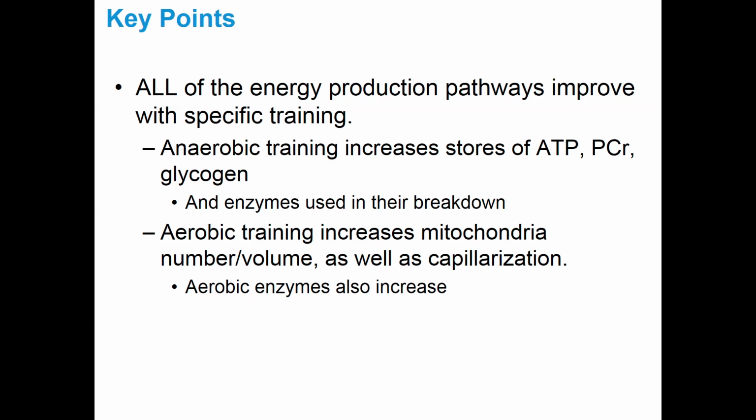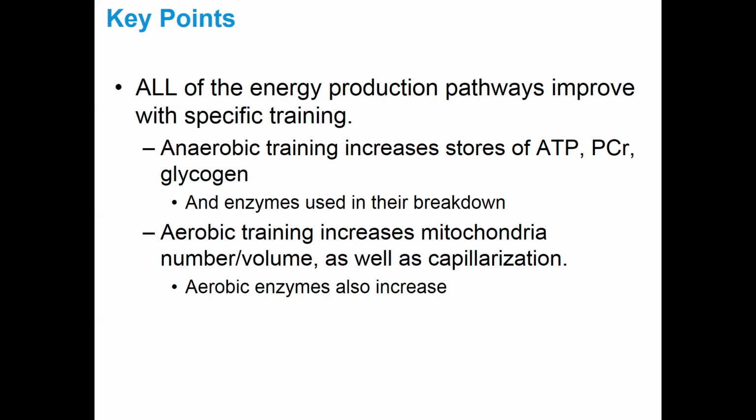Another thing to know is that all of the energy production pathways improve with specific training. So anaerobic training increases stores of ATP, phosphocreatine, and glycogen. Anaerobic training in this sense means lifting weights, or sprint training if you're a sprint type athlete like volleyball players. Over the course of the season, some of the adaptations in the muscles will be that you can store more glycogen, and you also have more of the enzymes to break that glycogen down. So the glycolytic enzymes, those 10 enzymes that I showed you in glycolysis, you'll actually make more of those. So you get better at breaking down glucose to produce ATP anaerobically.